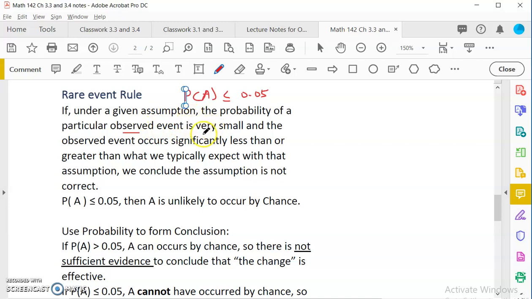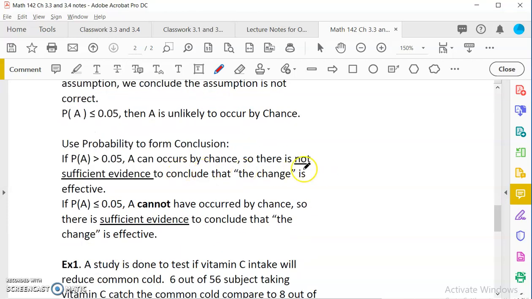But if this probability is very small, that means you're observing a surprising event. This probability is significantly less than what we typically assume, so we would conclude that the assumption is not correct. You're looking at something that happened, and you turn around and calculate the probability, and you find that this probability is very rare. So it is unlikely to occur by chance, and we can use it to draw a conclusion.